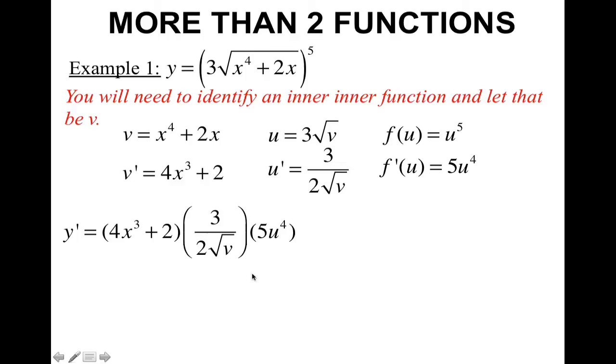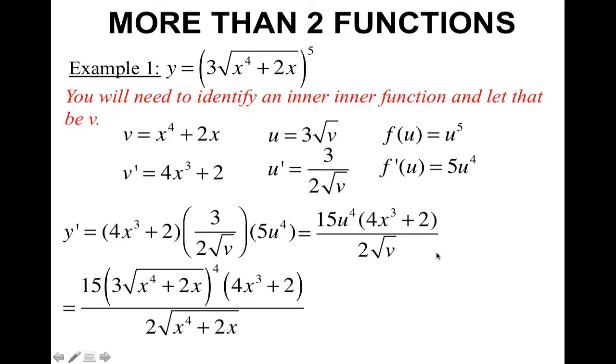Before I do that, I am going to simplify it a little bit. So I have 5 times 3, 15u to the 4th, quantity 4x cubed plus 2, all over 2 square root v. Now I'm going to replace v with the inner function, and then u will be replaced with the inner function, but I will replace the v in the inner function with its inner function. So I will have the following. And yes, it looks hideous, but that's okay.